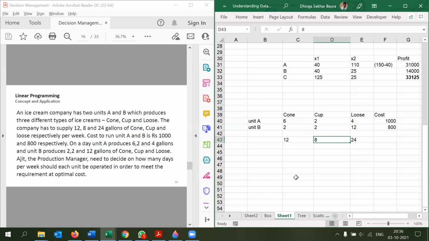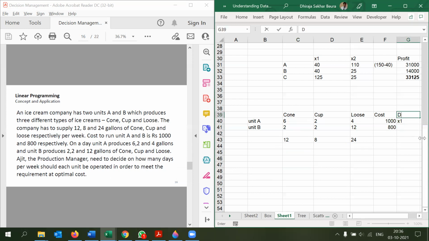Now, it says minimal cost. Here it says optimal cost means minimum. We are not doing any maximization calculation here. It's a minimization problem. Yes, let me just put up the variables first.